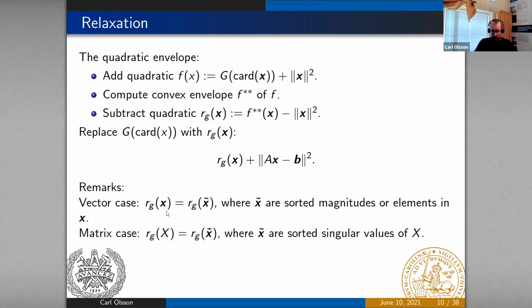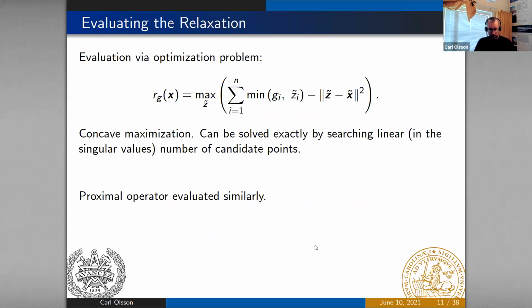This regularizer is independent of permutation. It's invariant to permutations. So it only depends on the sorted magnitudes of the elements of the vector, or in the matrix case, it just depends on the singular values, basically. So there is an automatic permutation in this expression.